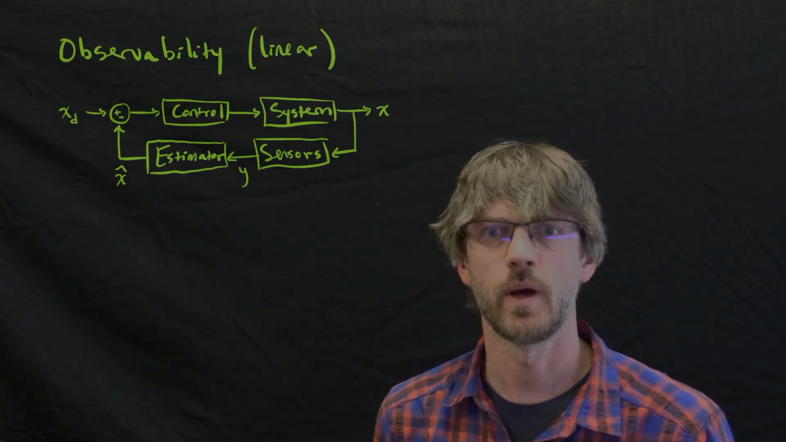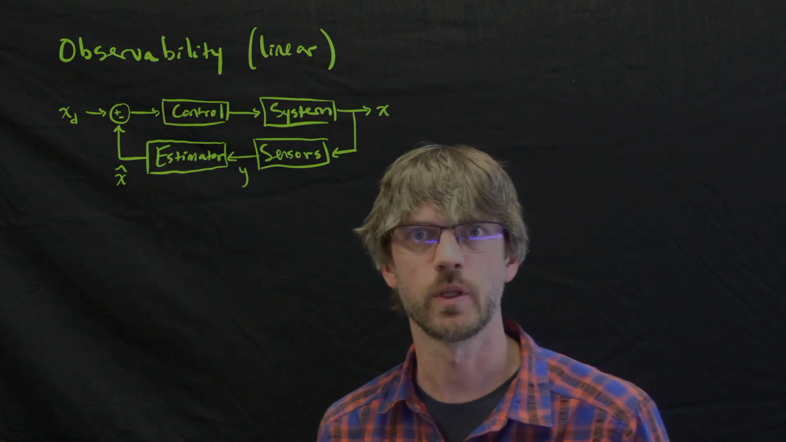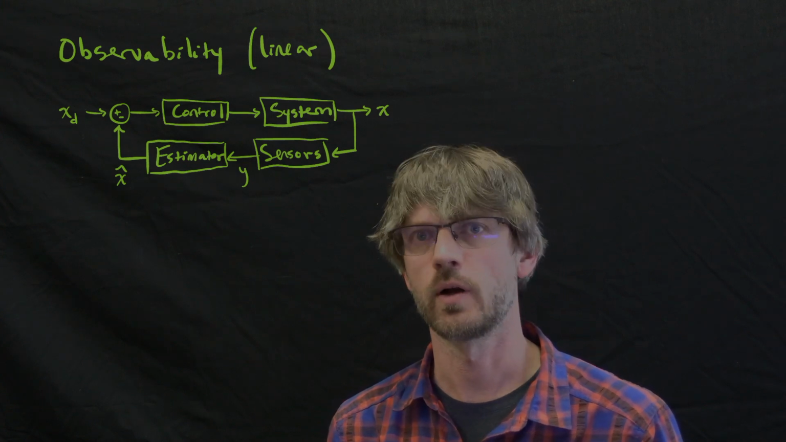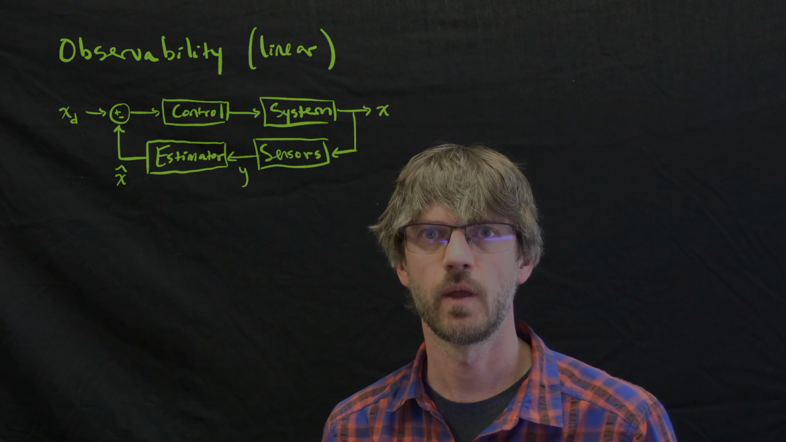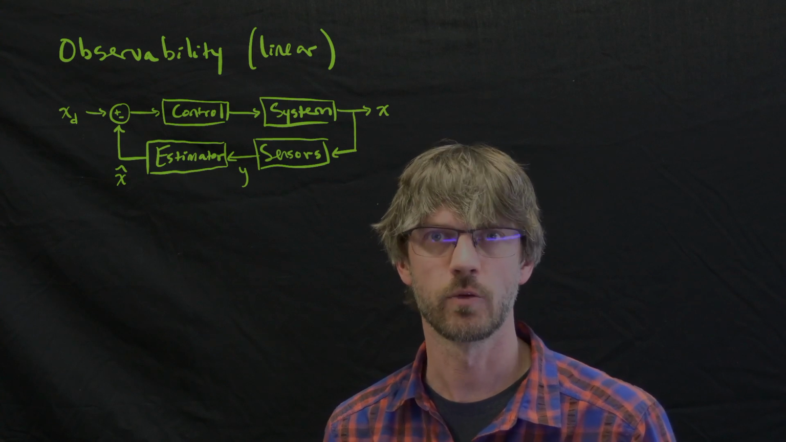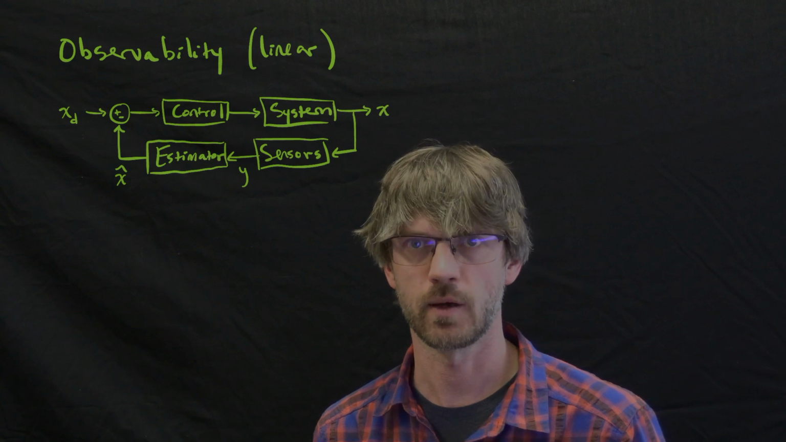In this lecture, we're going to talk about observability, linear observability. We'll start with a brief overview of how it fits into a broader controls context, and then we'll take a look at how we can actually derive the observability matrix and provide a little bit of context for that.